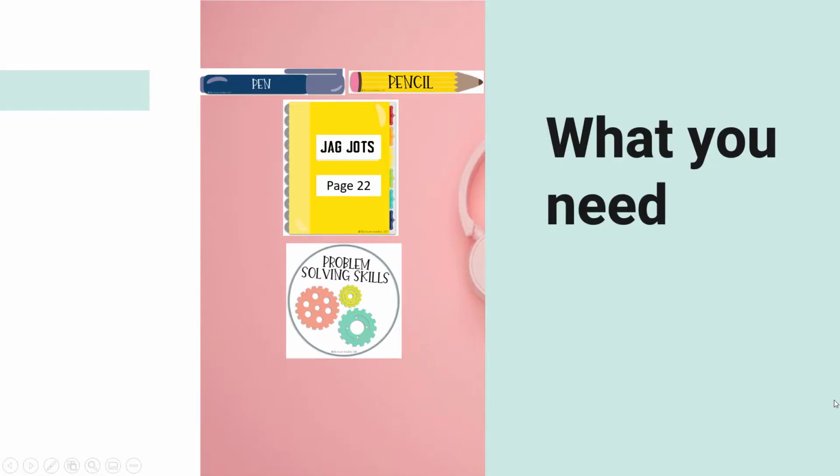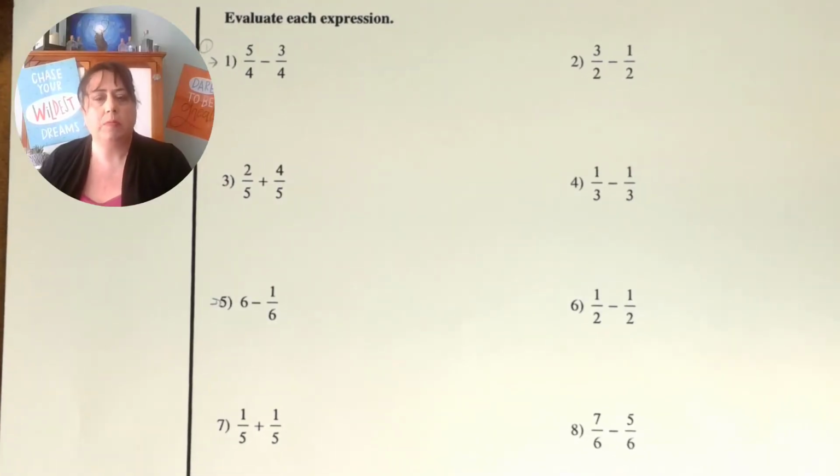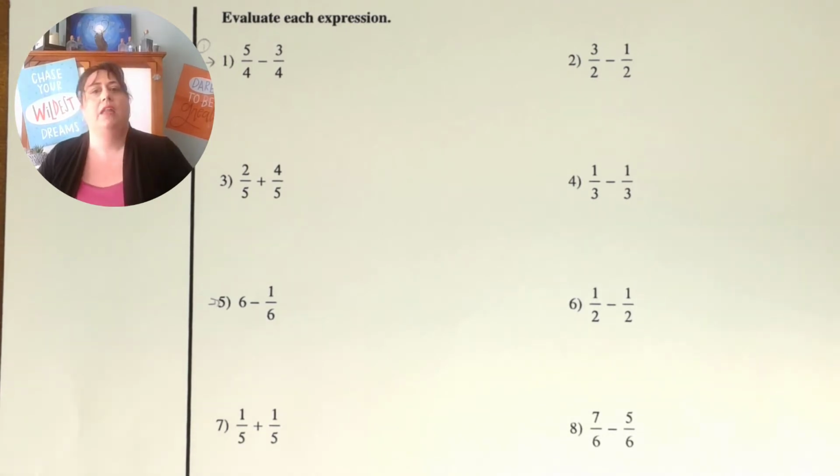You're going to need a pen and a pencil. Your Jaguar Jots on page 22 is the lesson we're going to be looking at. And of course, you always need your problem-solving skills. Now, we're not going to be doing all the problems on this, just a handful. Now, everybody has a different way that they might handle these.